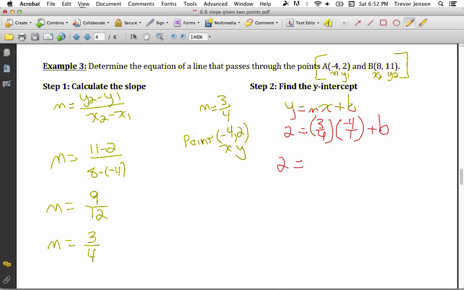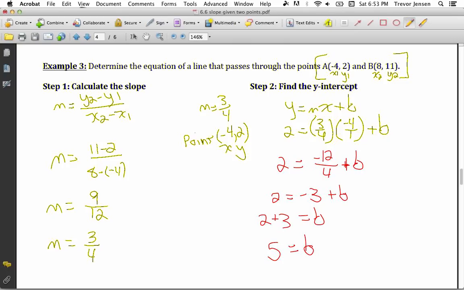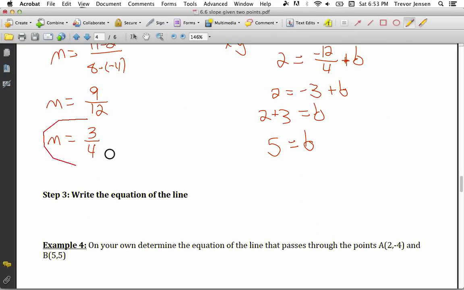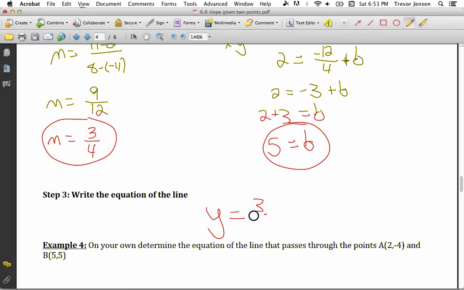So multiply the numerators. 3 times negative 4 is negative 12. 4 times 1 is 4. Now let's simplify. Negative 12 divided by 4 is negative 3. Now move that negative 3 to the other side. It becomes a plus 3. So my b value is equal to 5. Now you can write the equation of your line using your slope and your y-intercept. The equation of the line is y equals 3 over 4x plus 5.